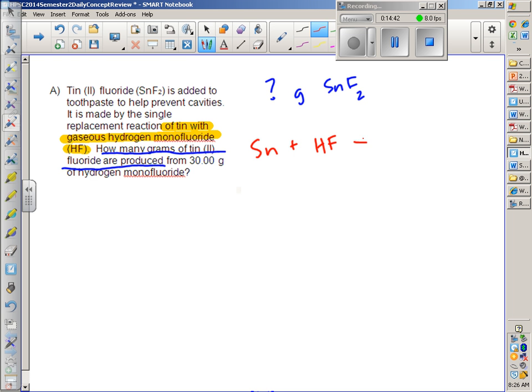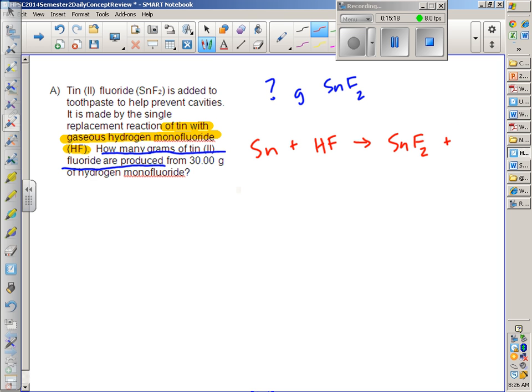And it says it is produced by a single replacement reaction. Right? I will not make you do this on the quiz. Okay, but tin is a metal. Hydrogen, even though it's not really a metal, it's more metal than fluorine is, okay? So, and you know that in the end, the tin has to join together with the fluoride, right? So this has to be one of our products, and that means that the other product is going to have to be what?